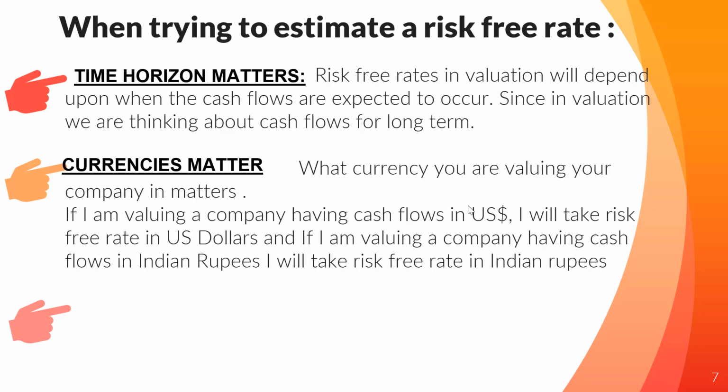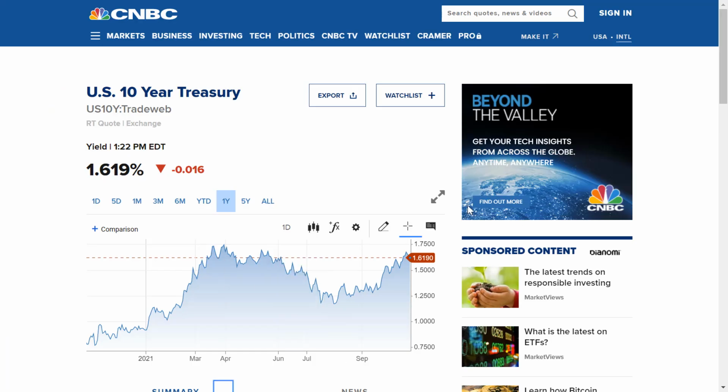Now, I usually prefer a 10-year yield because it is the easiest to get and it is widely followed all over the world. You can get the US 10-year treasury yield by simply going on the net and Googling it. For example, today's 10-year treasury yield is 1.619%. What does that mean? That means if I want to value a US dollar cash flow company, then I will take my risk-free rate as 1.618%.